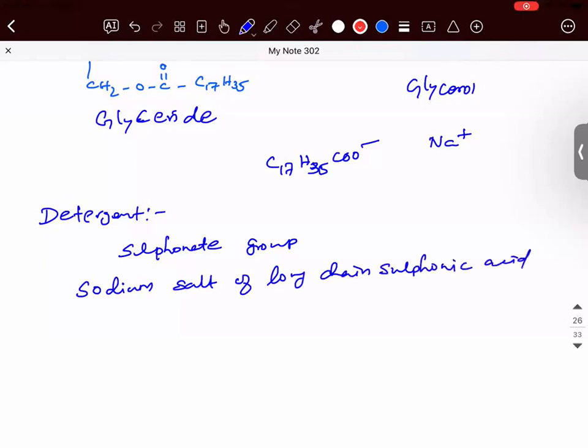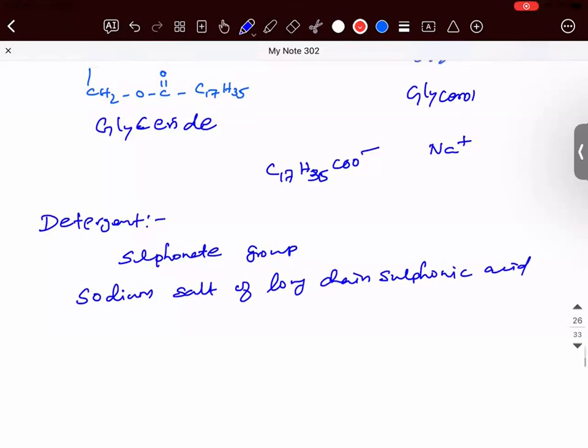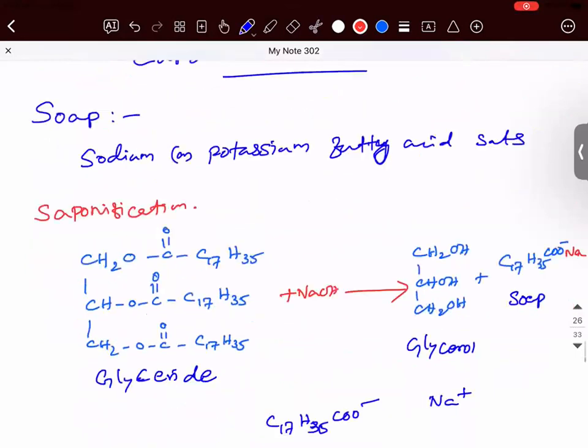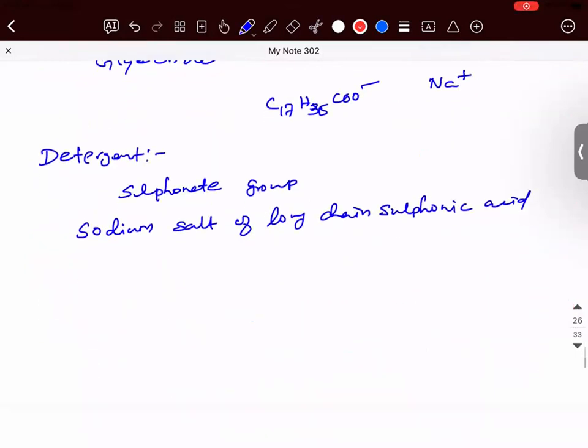So you may ask what is the difference between detergent and soap. The soaps are sodium or potassium fatty acid salts. Detergents are sodium salts of long chain sulfonic acid. Synthetic detergents usually have a long hydrocarbon chain of 12 to 20 carbon atoms. At the end of the chain there is a polar group that is strongly hydrogen bonded to water, but it does not form strong ionic bonds with the ions of water.